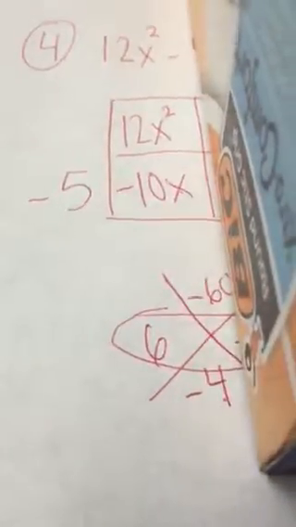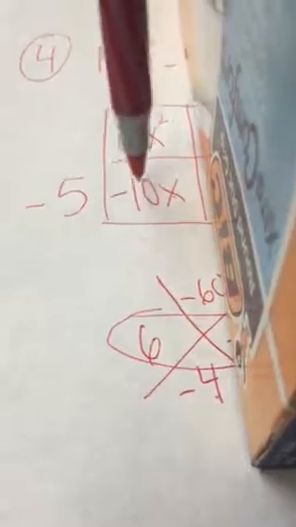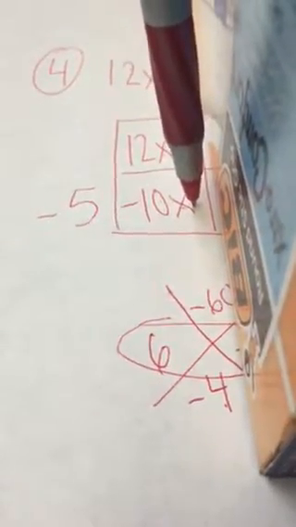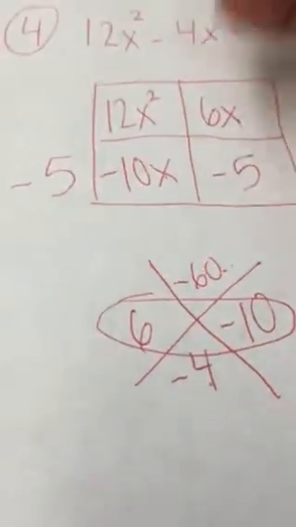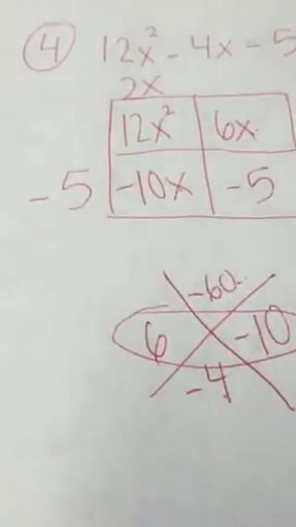Let's try that again. The common factor of 12x squared and -10x, if we find that common factor, it'd be 2x. So 2x would go up top. Then the one that I just had, we'll go ahead and do. Common factor of 6x and -5 is 1. So here's where I'm at so far.